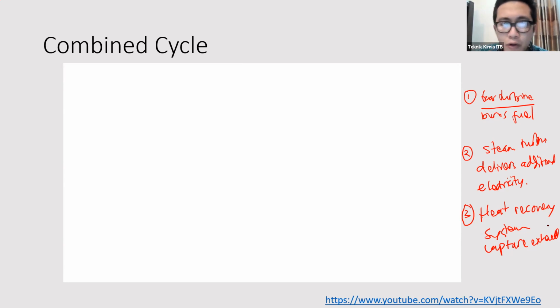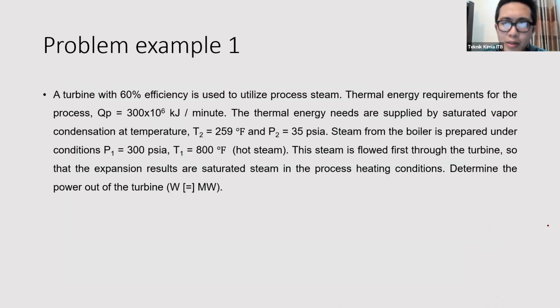Okay, so we'll move on to problem example number 1. This is one of the examples that we can solve during this final material for today. We have a turbine with an efficiency of 60%, and it's used to utilize the process steam. The thermal energy requirement for the process is 300 times 10 to the power 6 kilojoule per minute. The thermal energy needs are supplied by saturated vapor condensation at a temperature of 259 degrees Fahrenheit with a pressure of 35 psi absolute.